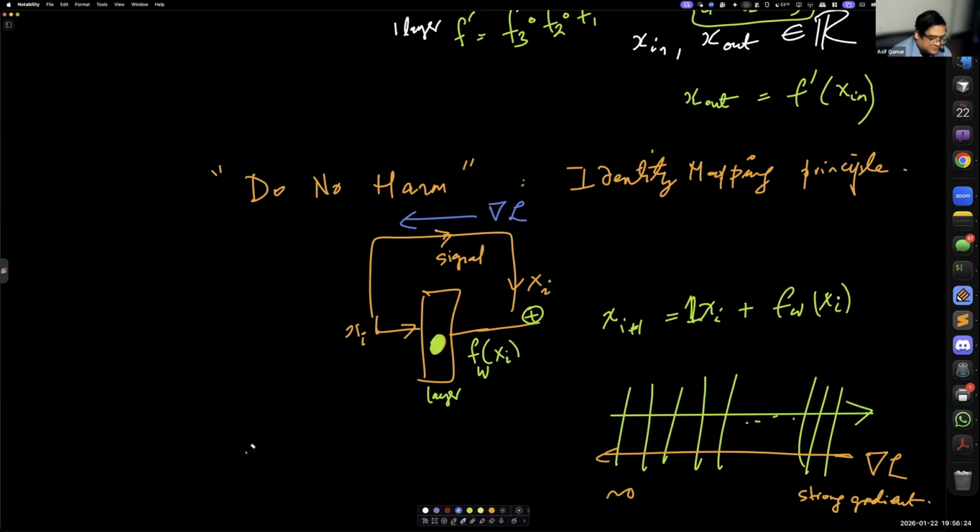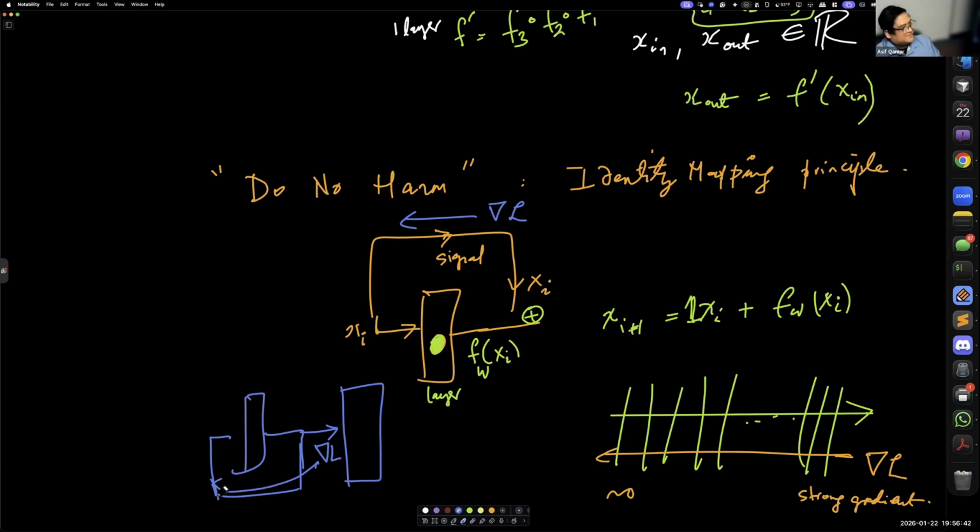So suppose the gradient is flowing across this layer and there is a residual connection. What will happen? Suppose I have a gradient here. Here there is a gradient. The gradient gets sent here also, to the previous layer also. So the gradient keeps flowing back also through the residual channel.